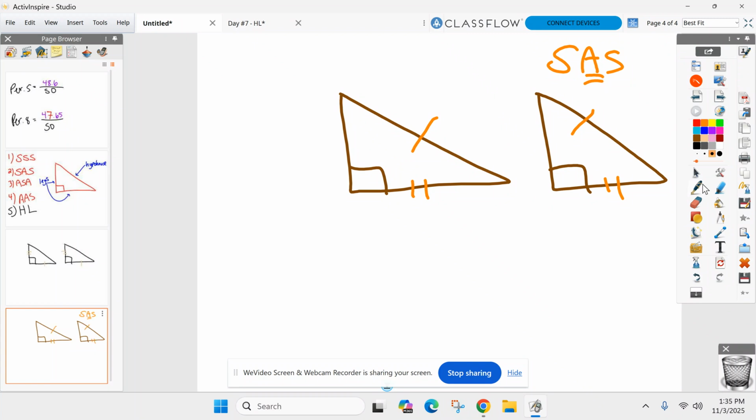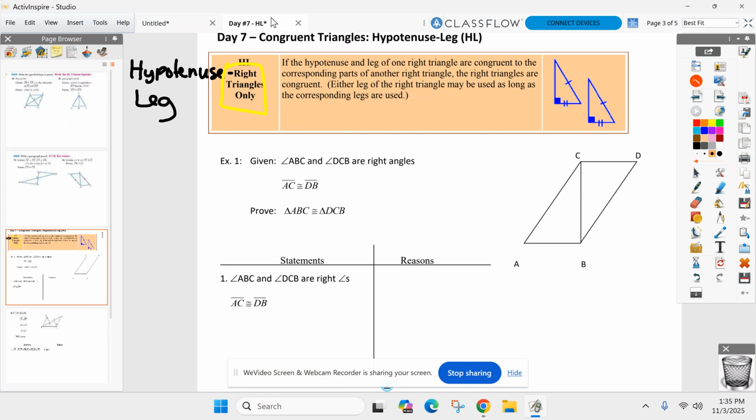But does everybody see now? H, L, this new method. Everyone good now? Got to be in a right triangle. Got to have the hypoteni and a pair of legs. All good before we start a proof with it? All right, let's hop into a proof and see why it's HL.